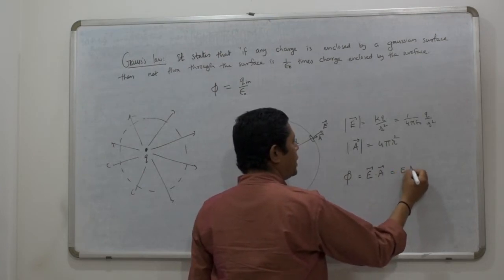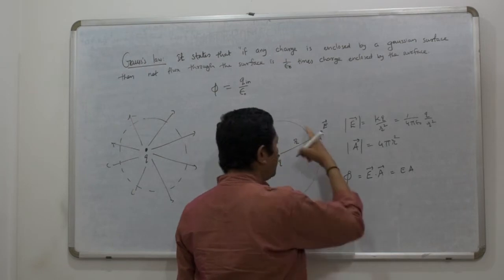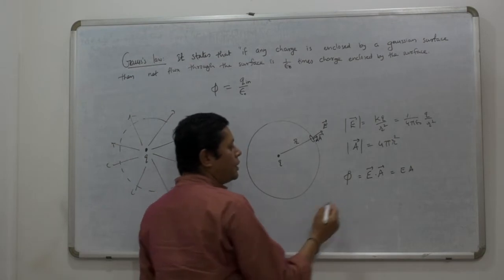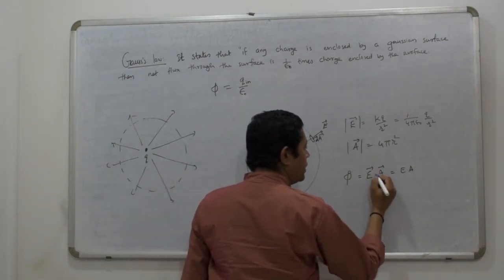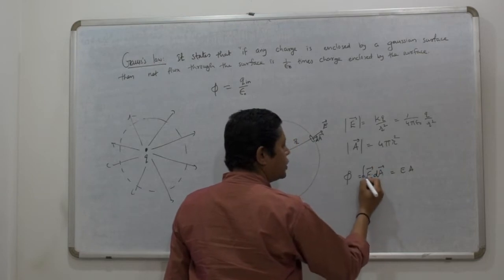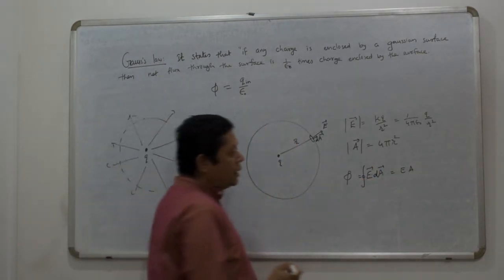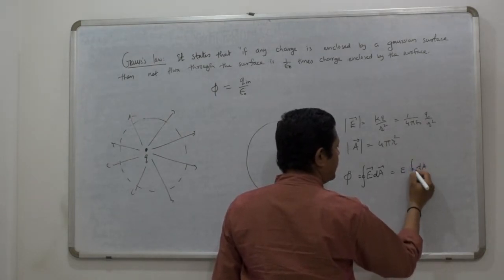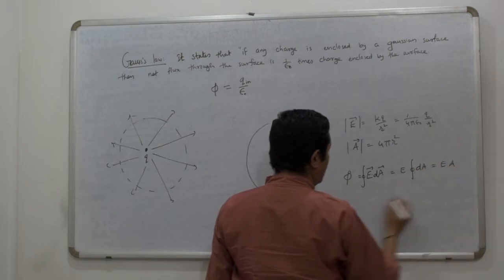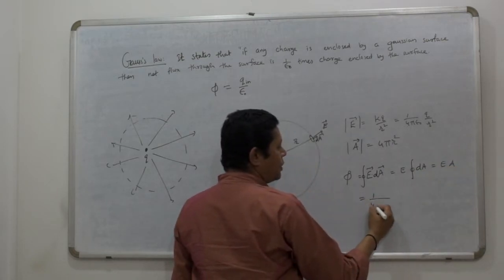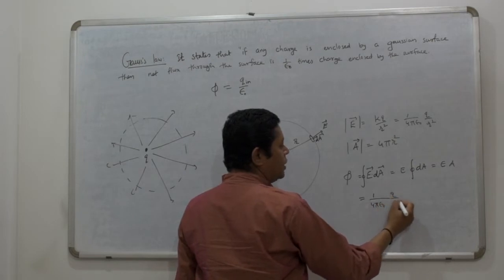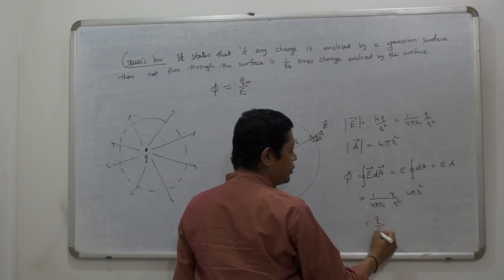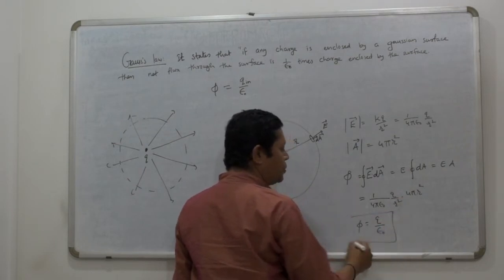which is equal to E into A. Here, if you take a small element of the surface as dA, then you can write this as the integral of E dot dA over the closed surface. Electric field is constant, and the integration of dA over the closed surface will give you the total surface area A. If you put in the values, 1 upon 4 pi epsilon naught, q by r square, into 4 pi r square, the 4 pi r square cancels. What is left is q by epsilon naught. So this way you can prove the Gauss theorem.